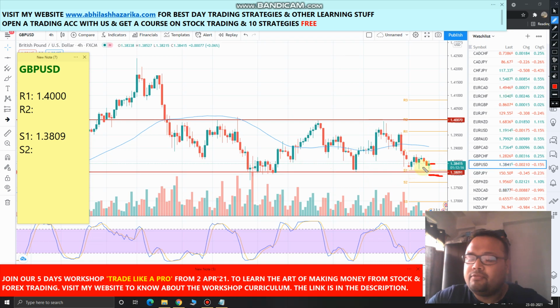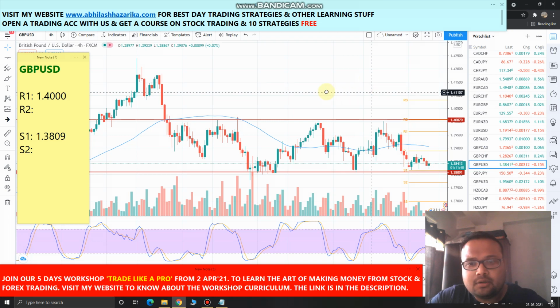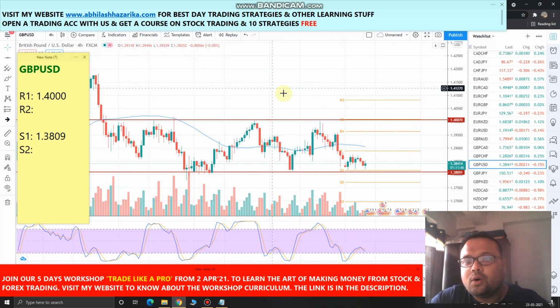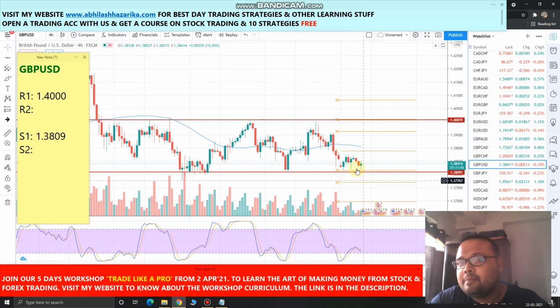And if you want to get a clear picture or a better picture, then you'll have to wait for the market to cross this range. You'll have to wait for the market to cross either this level or this level. Then only you'll get a clear picture. Otherwise, as I mentioned a few seconds ago, if you want to take some risk, you can go for a buy above this line, keeping your stop loss below this support.